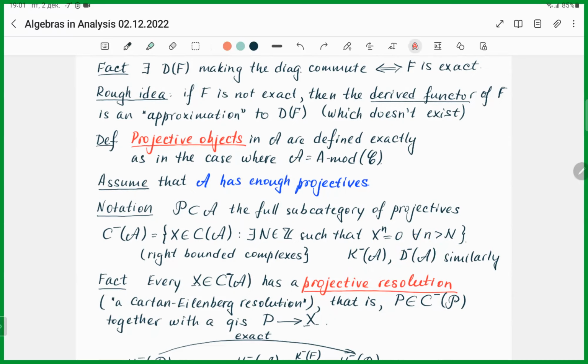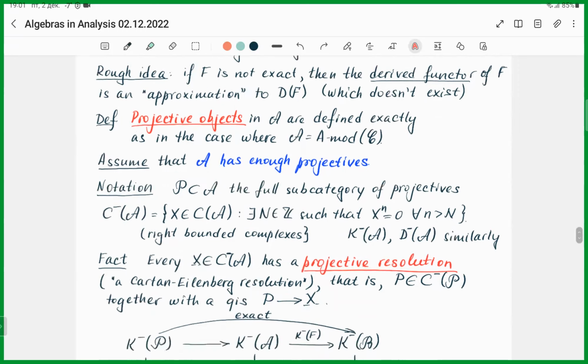A standard fact is that once we have enough projectives, it turns out that every right-bounded co-chain complex has a projective resolution, or the so-called Cartan-Eilenberg resolution. So what is this? This is a right-bounded co-chain complex P consisting of projective objects together with a quasi-isomorphism from P to X. So in the special case where X is not an arbitrary complex, but just an object of A, we get the traditional definition of projective resolution.